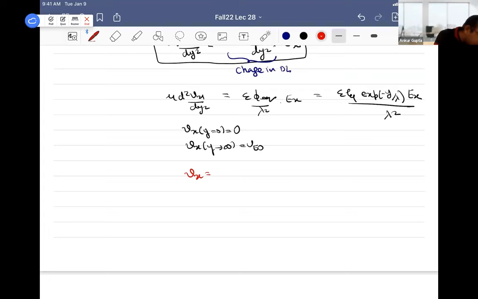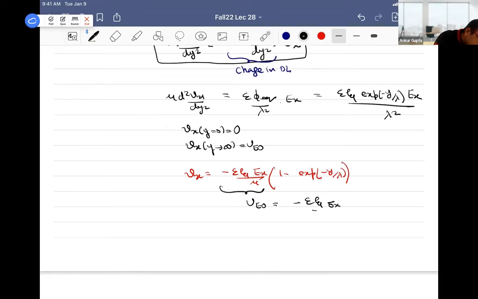So what comes out is Vx equals minus epsilon zeta Ex by mu, into 1 minus exponential minus y by lambda. This is very easy to integrate, by the way, it's not difficult. This term is UEO, so UEO is minus epsilon zeta Ex by mu. This is what your answer is, because when you put y equal to infinity, this is what we get out.